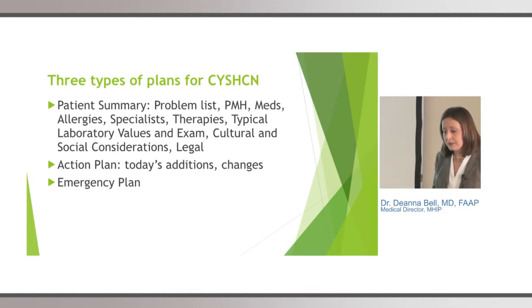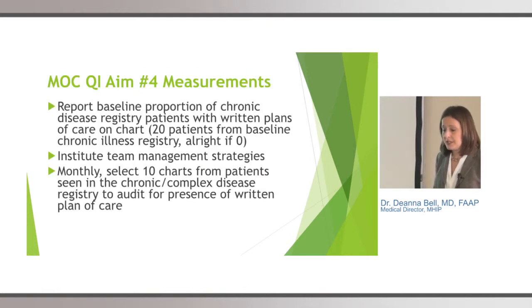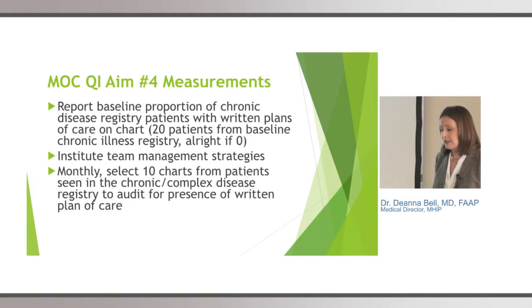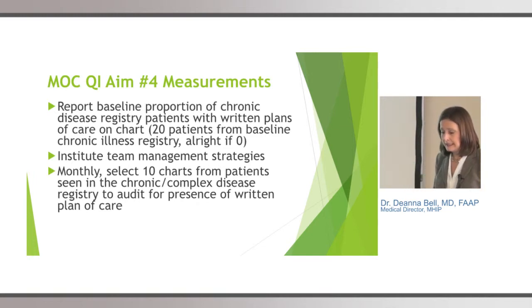So your MOCQI aim number 4 is to provide a written plan of care for the team. So what you'll do is you'll take 20 patients baseline from your chronic disease registry and assess those charts for evidence of a written care plan. You'll institute your team management strategies, and then month by month you'll take 10 patients from your chronic disease registry and look at those charts for evidence of the care plan that you've decided to use for your practice.